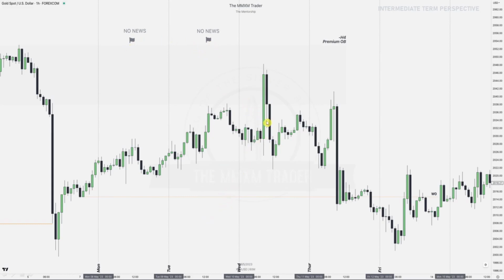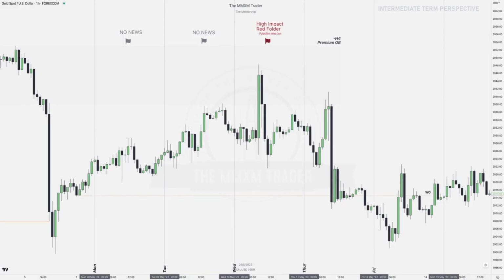Now what can we expect for Wednesday, right? What do we want to see when we're bearish? We want to see a high of the week being formed, right? And then that is coupled up with a high impact news event. So in this case, we got CPI, and then it's most likely to form high of the week with that news folder. So CPI, volatility injection, and remember that 4-hour bearish order block, right, in premium, that is the area where we want to trade from.